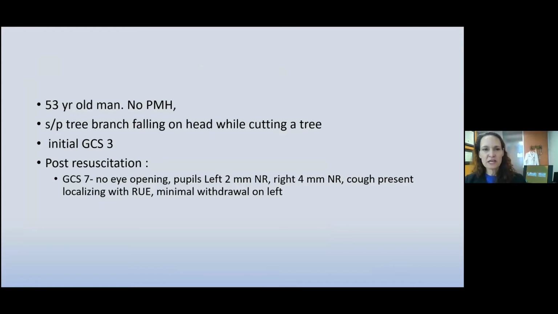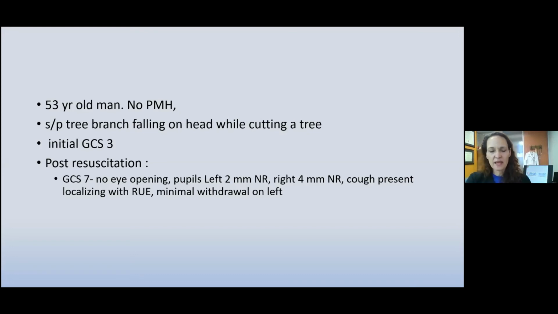And these are all your patients, and I want you guys to tell me what you think. So this is a 53-year-old guy who has no past history. A tree branch fell on his head while he was cutting trees for work, giant tree branch. Comes in, GCS of 3, he gets some resuscitation, intubated, he starts to localize a little bit. He's got anisocoria, pupil on the left is 2, the right is 4, he's coughing.